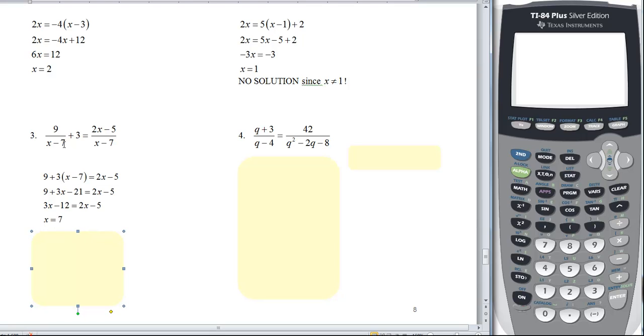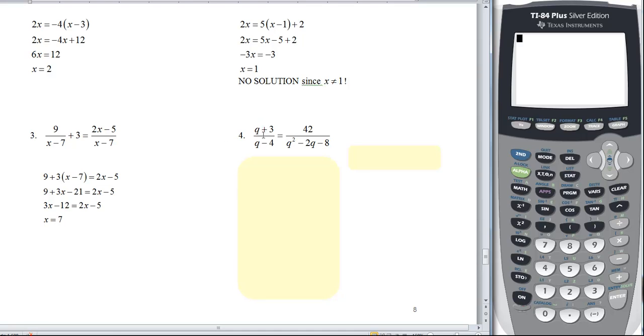This is another one. X cannot be 7. So there's no solution here either. Okay? So make an X and just indicate no solution. That's all you need to do. So this is something you need to fill in right here. Well, let's look at this one.